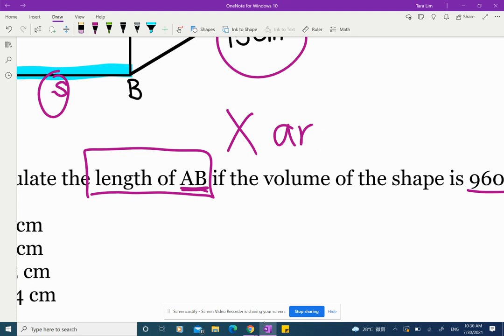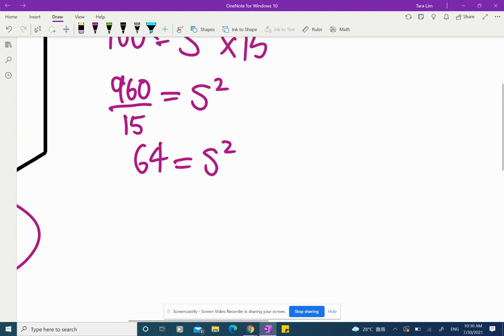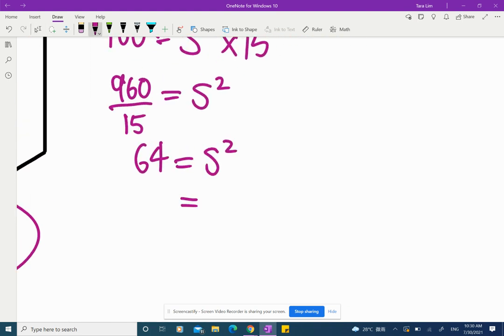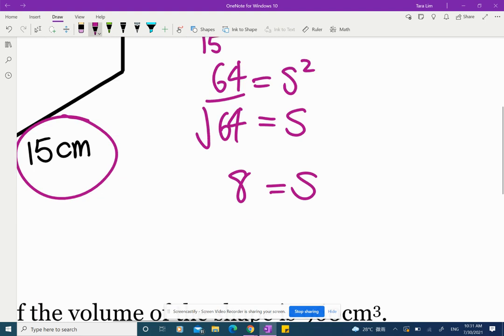We're not trying to solve for the area, we're trying to solve for the length. So, we know that this is the area. Now we want to know one side of the square. So the square root of 64 will give us s. And the square root of 64 is 8 because 8 times 8 is 64. So 8 is equal to s.